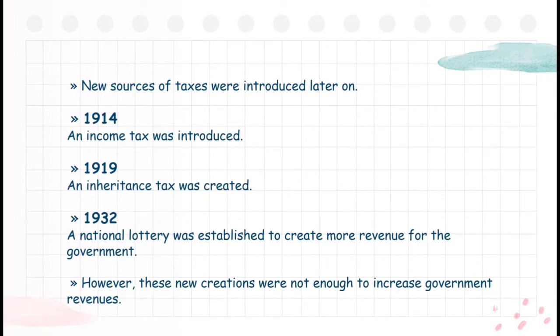Later on, some new sources of taxes were introduced. The first one is in the year 1914, when an income tax was introduced. In the year 1919, an inheritance tax was created. And in the year 1932, a national lottery was established to create more revenue for the government. However, these new creations were not enough to create government revenues.